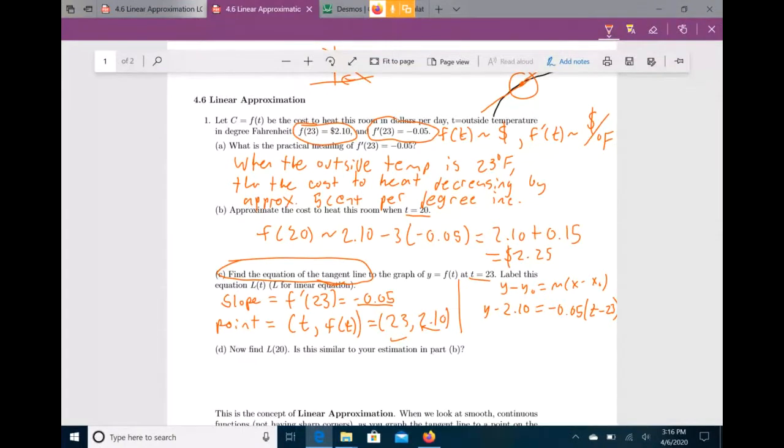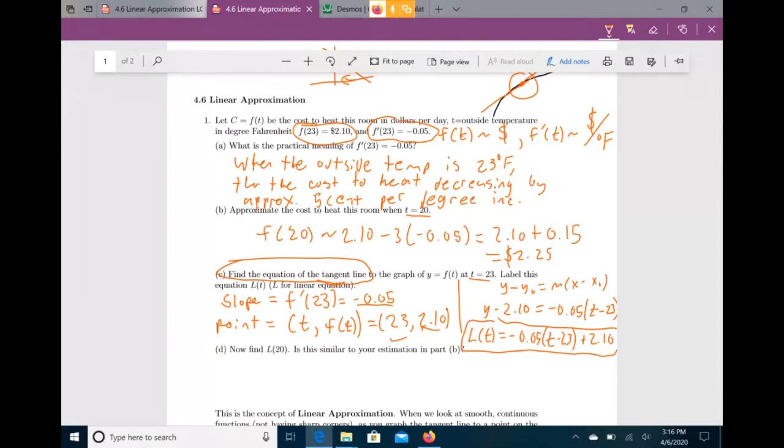Okay, and rather than call it y, this might be a little confusing, but we're just going to label this L of t for linear, to indicate that we're using a linear approximation. So our linear approximation L of t is negative 0.05 times t minus 23, and then I add the 2.10 over. So this is just the equation of the tangent line to this function at 23.